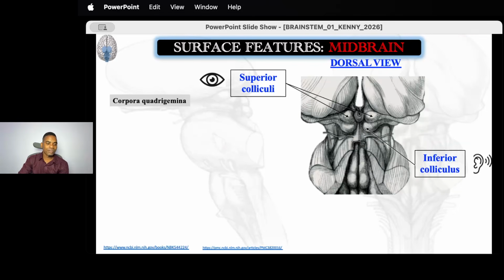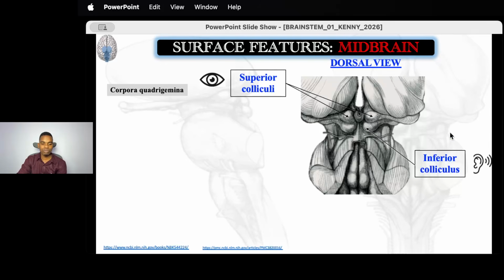All right, so these are the corpora quadrigemina. One more time, we have two superior colliculi and two inferior colliculi. The superior colliculi deal with the visual pathways, and the inferior colliculi take part in the auditory pathway, and on top of that, they're doing that startle reflex. We also have some other structures connecting to the superior and inferior colliculi. For example, to the superior colliculus, you have the lateral geniculate body, connecting to the superior colliculi on either side, so they are also taking part in the visual pathway.